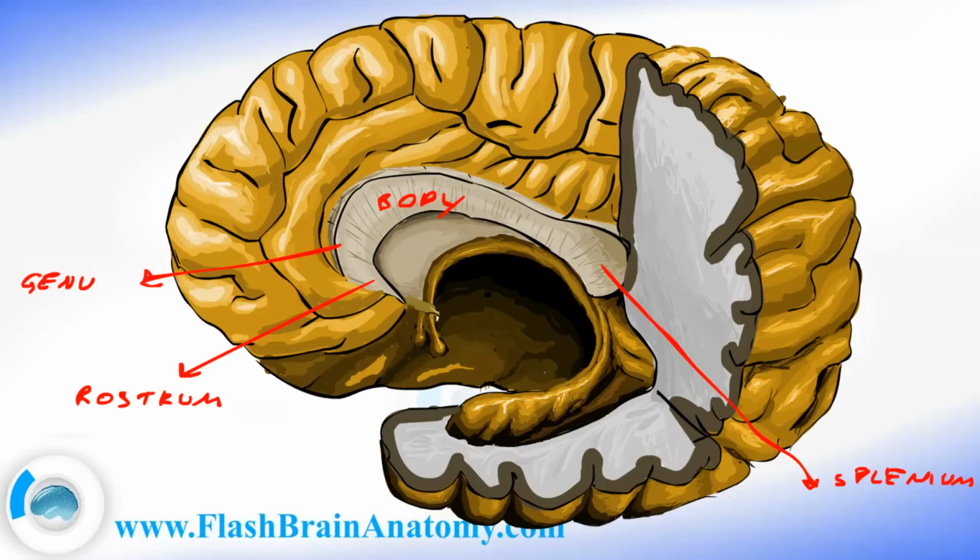And now parts of fornix, we had the fimbria over here. It's a small thin layer of fibers that leave the hippocampus. Then we had the crus over here, crus of fornix. Then the part where the fornix from both sides join is called the body. And here are the anterior pillars of fornix.